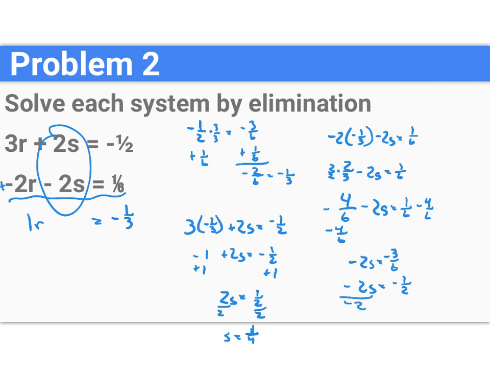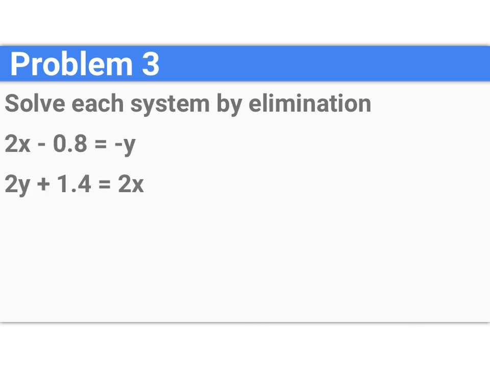Divide by negative 2 on both sides. And s equals 1/4, positive. A negative divided by a negative is a positive. And we see we have the same point. So our point, negative 1/3, positive 1/4. That is our point of intersection. Okay, let's look at problem 3.